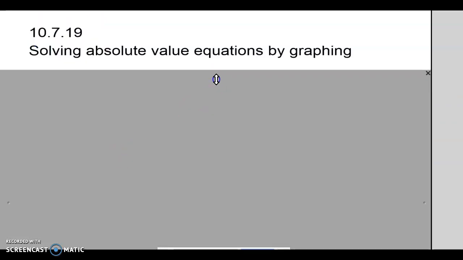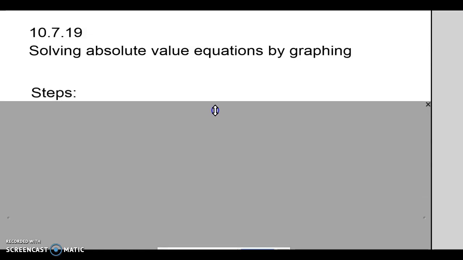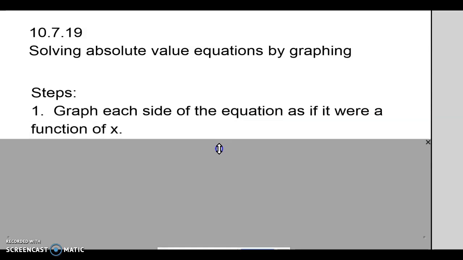Okay, so we can solve absolute value equations by graphing, and there are a couple of steps that we will use in order to do that. The first step is that you're going to graph each side of the equation as if it were a function of x. And you'll see how doing this step will be similar to what we did on number 2 and number 3 in today's bell work.